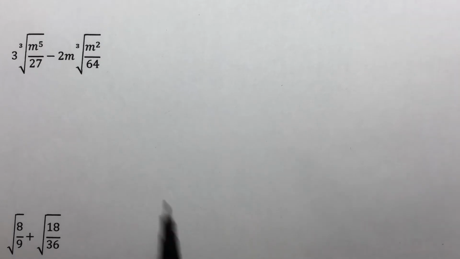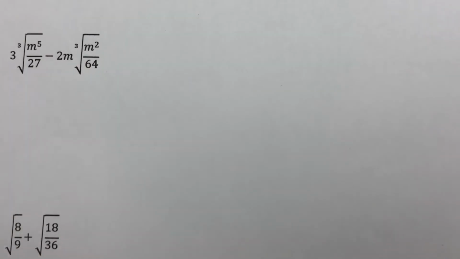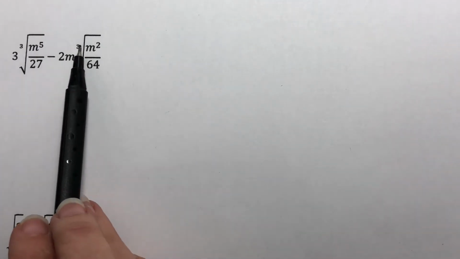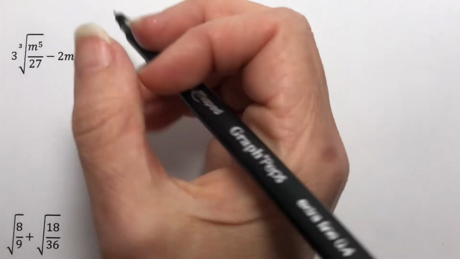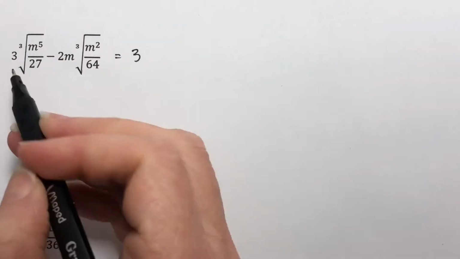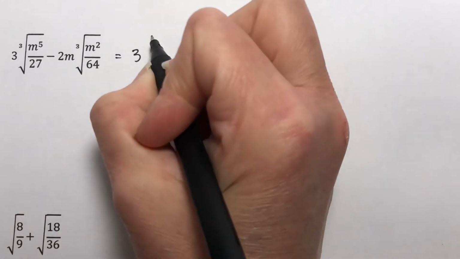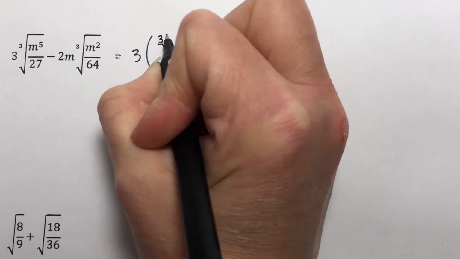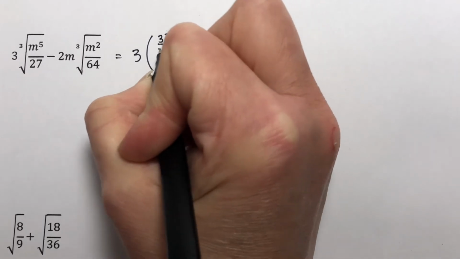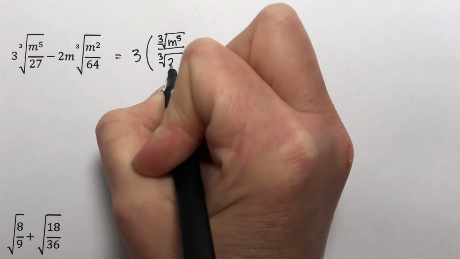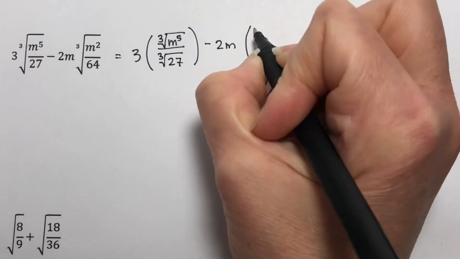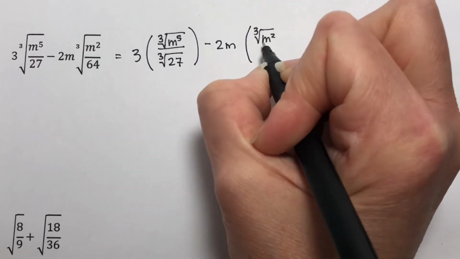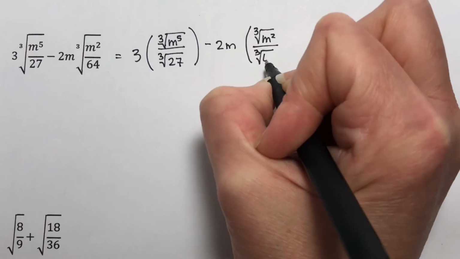Okay, so let's try this one. 3 times the cube root of m to the 5th over 27 minus 2m times the cube root of m squared over 64. So what I'm going to do is split each of these radicals up, top over bottom. So this is 3 times the cube root of m to the 5th over the cube root of 27 minus 2m times the cube root of m squared over the cube root of 64.